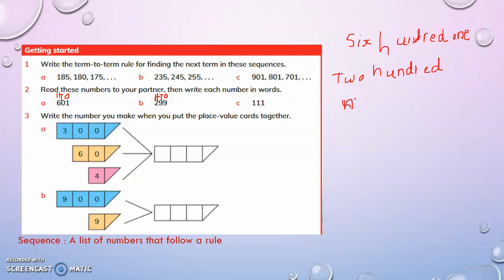$99. $99. 99. Now coming to this, it is ones, tens and hundreds. 111. 100. 11.